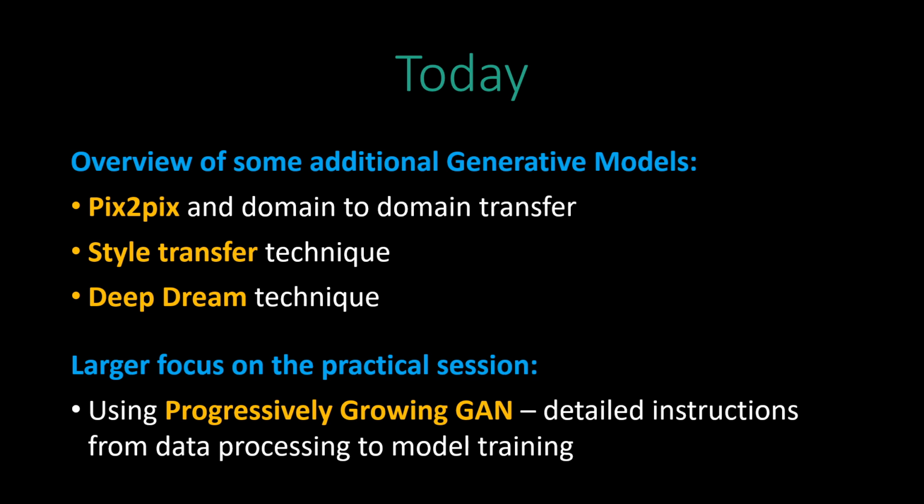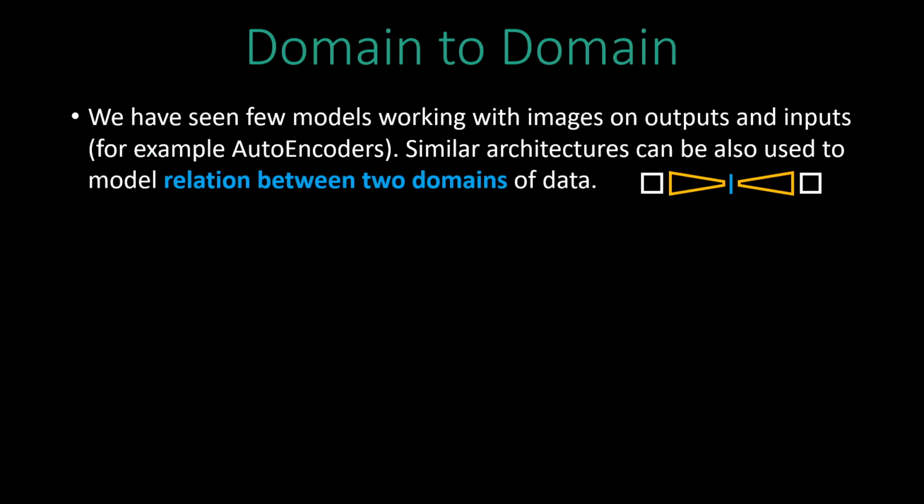Okay, so let's start with the concept that is behind a domain-to-domain transfer. We have seen some models which were working with images on inputs and also on the outputs. So for example, the autoencoder model, which looked similar to this, where we had an image encoded into some intermediate representation and then reconstructed the original image.